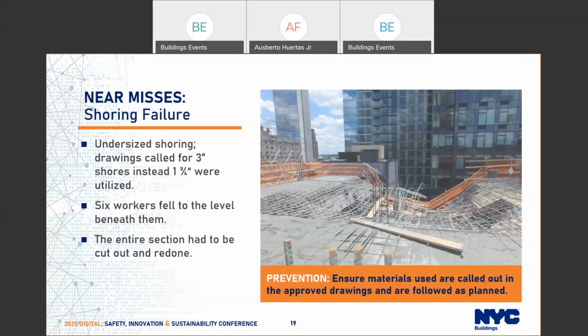The corrective measures called for the entire section to be cut out and to redo the work according to the plan. In an effort to save money, the contracting team ended up spending more money. To prevent this incident from occurring, the contractor should have used the materials that were called out for in the approved drawings.